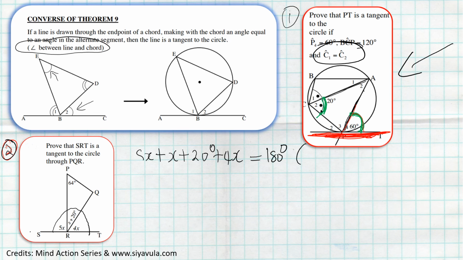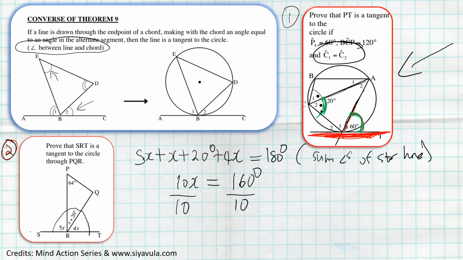So we just say the sum of angles on a straight line. We know that they are supplementary. So 5x plus x plus 4 is 6x plus 4, which is 10x equals 180 minus 20, which is 160, divided by 10. Our x is going to be 16 degrees. Okay, x is 16.